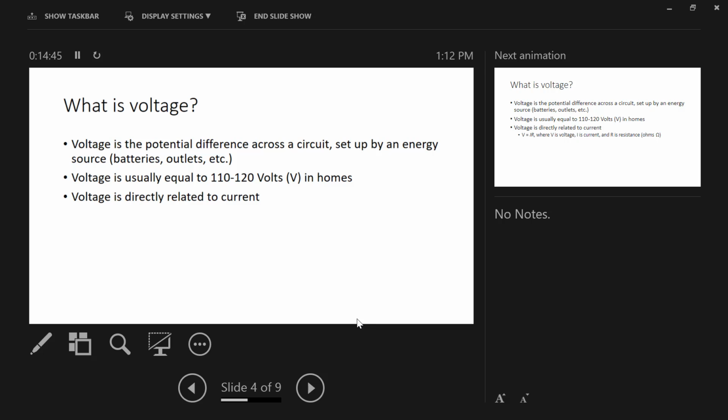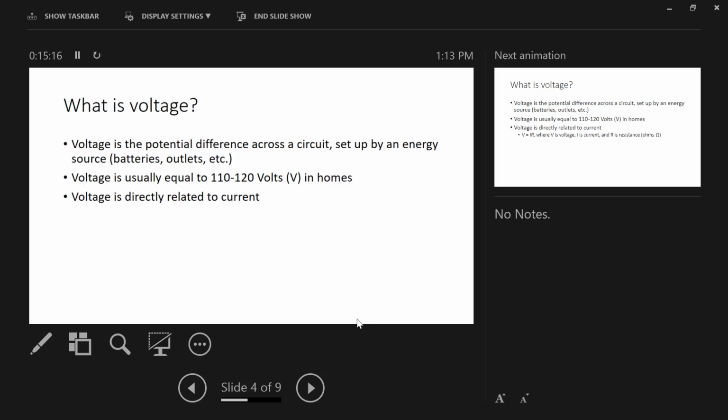I mean, it's cool to think of what voltage is, that it's a potential difference across a circuit, set up by having a positive node and a negative node. Well, that's cool. But voltage is related to current. The more current you have, the more voltage you have. That's what we mean by directly related. And the more voltage you have, the more current you have, as long as something else remains constant.